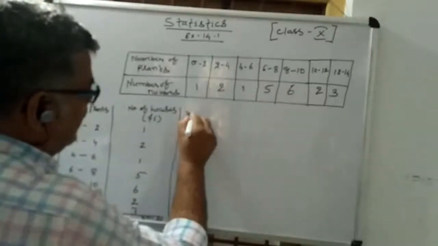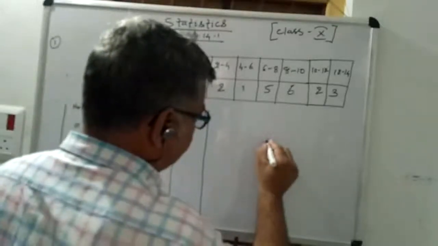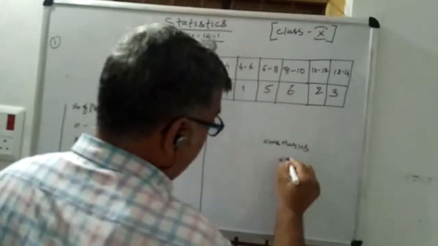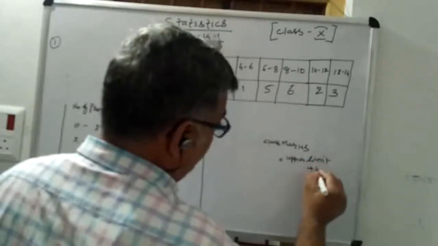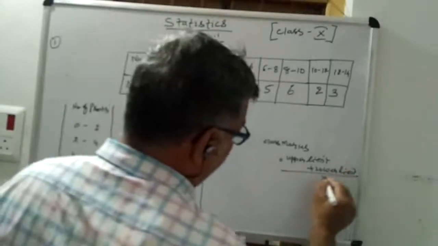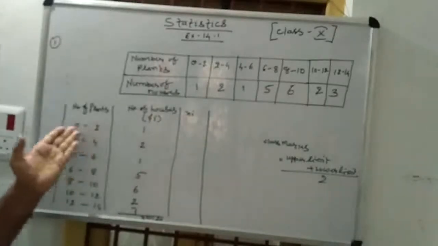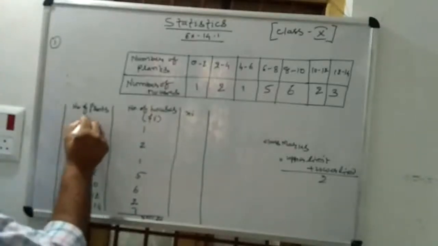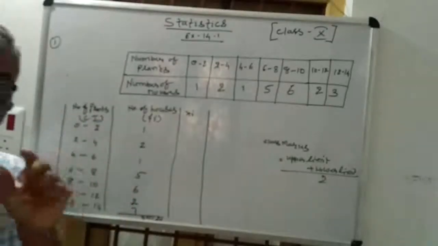So xi is what? Now there is a formula of class marks. Class marks equals upper limit plus lower limit by 2. So applying this formula, you find the class marks of each class. This is also called class interval, CI. So you need to find the class marks of each class.